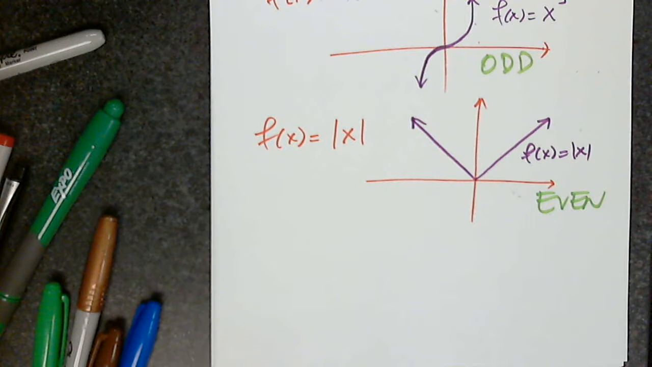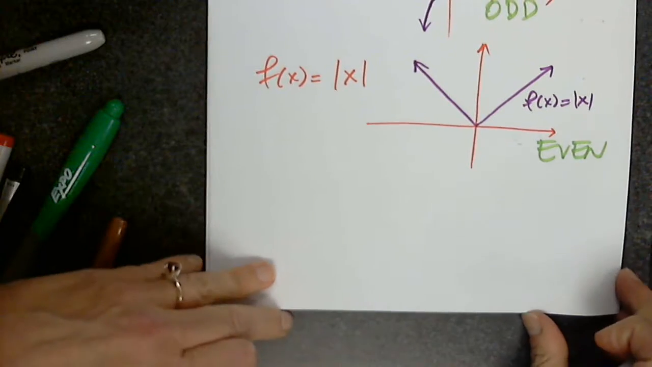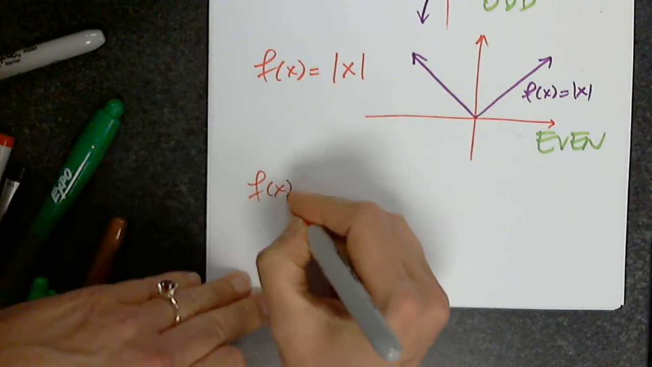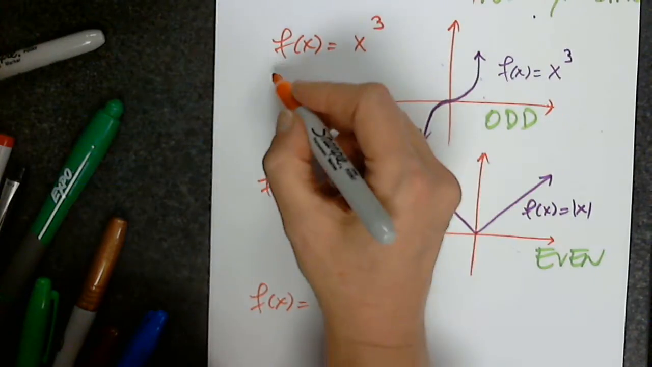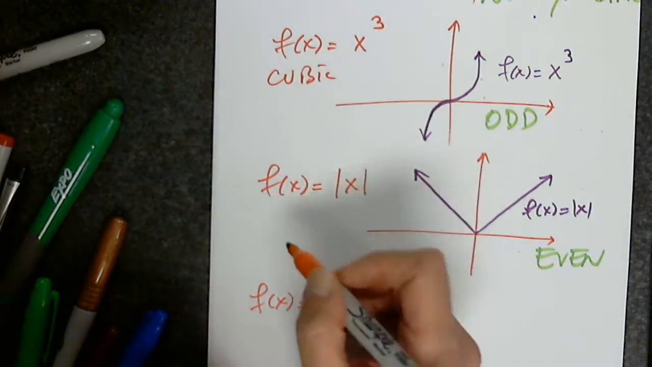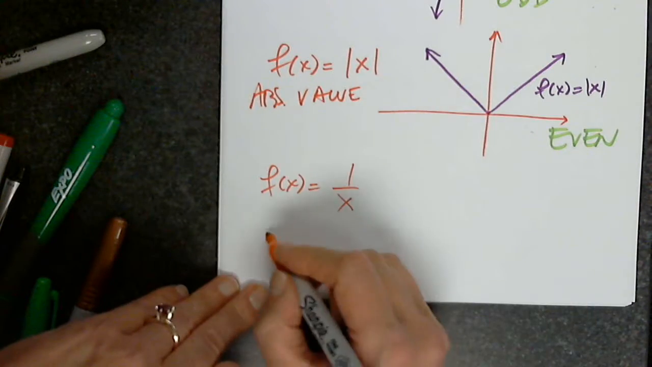If your book has this, let me put it. I don't know if it has it, but let's also look at this, because I would like you to start thinking about this function as well: 1 over x. So this is cubic, and this is absolute value. And this is rational, of course.